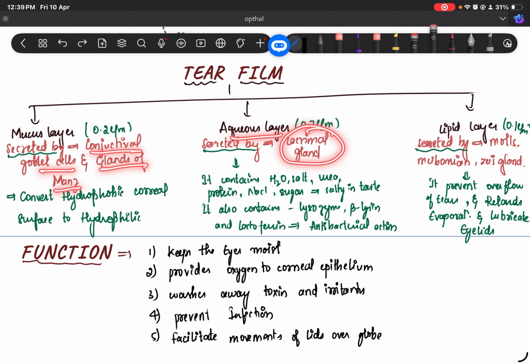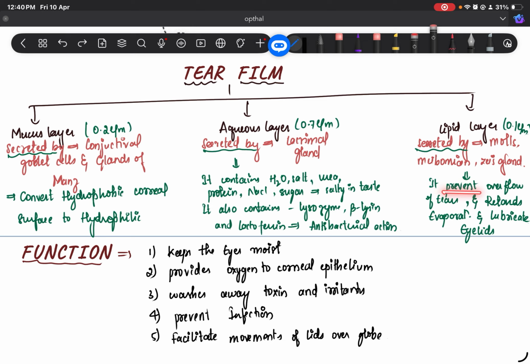Aqueous layer is secreted by the lacrimal gland, accessory and the main both. Lipid layer is secreted by the Moll's, meibomian and Zeis glands present in the tarsal plate. Now coming to the functions of mucus layer, it converts the hydrophobic corneal surface to the hydrophilic. And aqueous layer contains salt, water, urea, potassium, and that's why it tastes salty. It also contains lysozyme, beta lysine, lactoferrin, which have antibacterial action, which prevents infection.